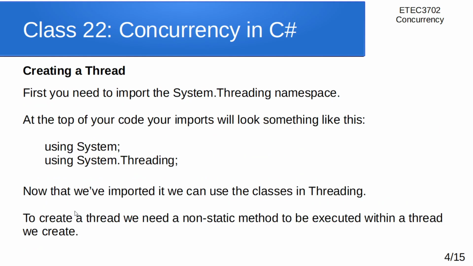Now, to create a thread, we first need to import that System.Threading namespace. So at the top of our code, we would have those imports, and it would look like, here's our using System. And then we would also have to say using System.Threading. This is equivalent to the import that we used in Python. But in C#, you're going to say use that namespace.